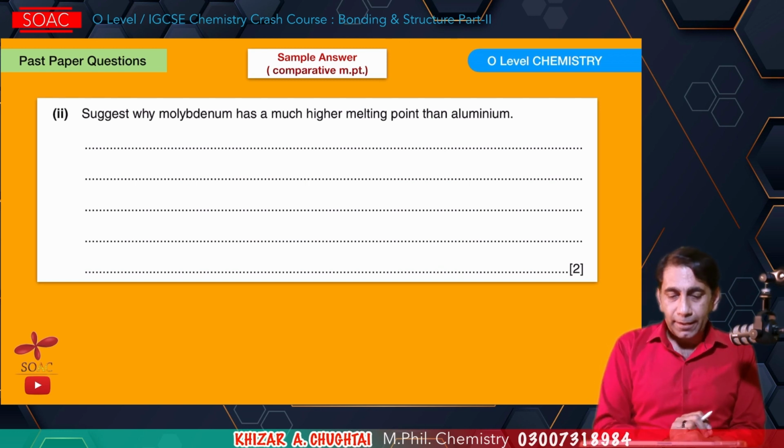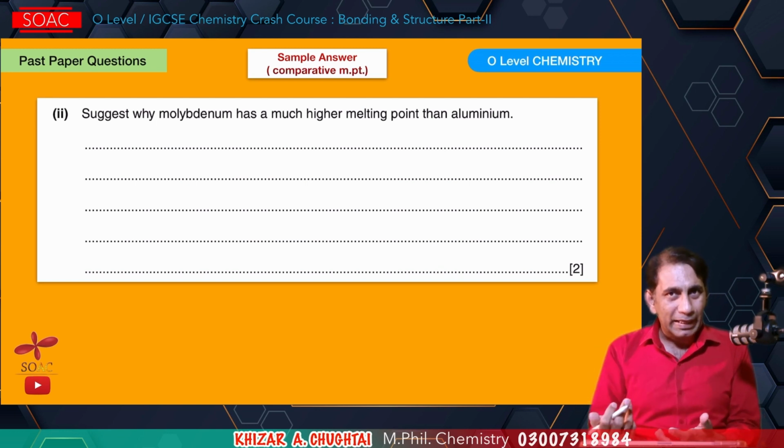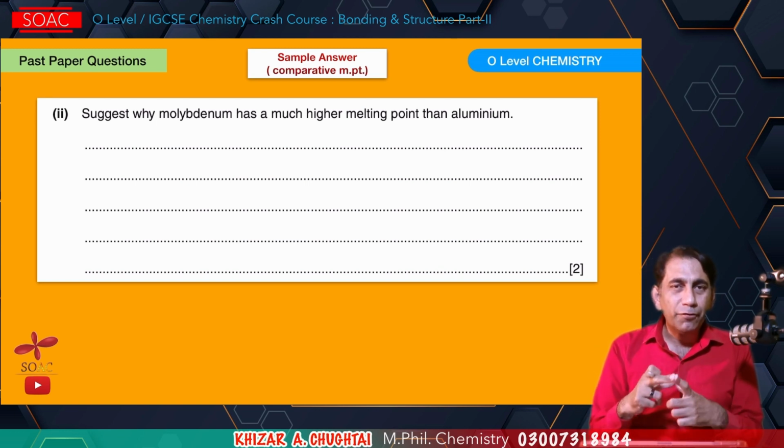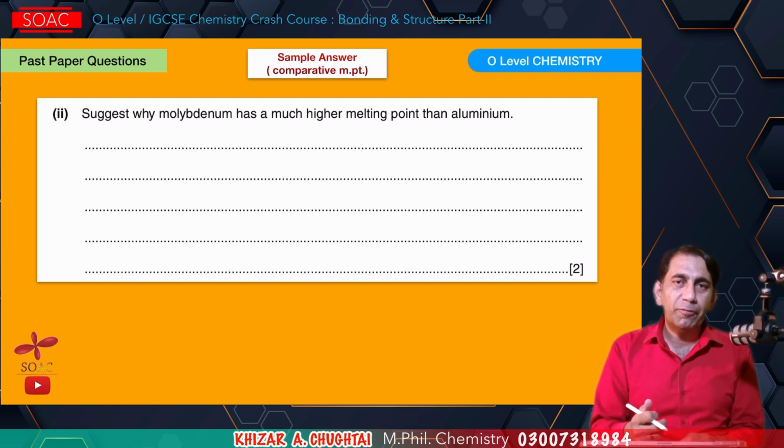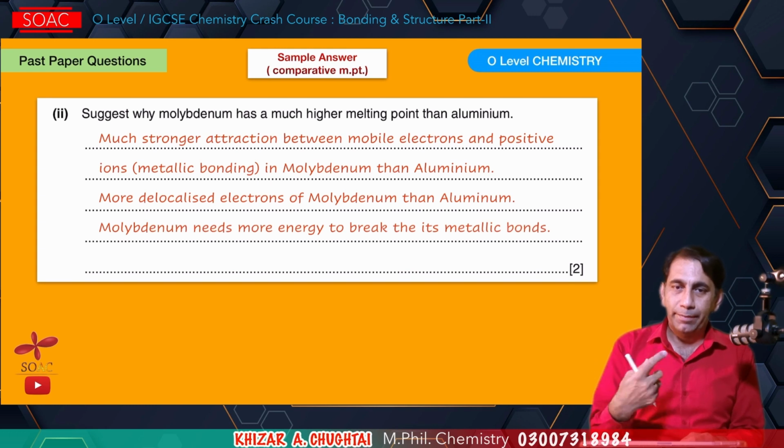It means that if the melting point or boiling point of one of the metals is higher, no doubt they have the same structure. Both have the same giant metallic structure. But there is a difference between the strength of the metallic bond. They do not have the same magnitude of metallic bond, so they have different strengths of metallic bond.